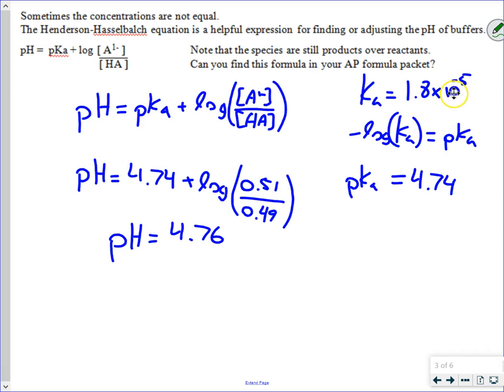That's something you could look up in the book. You take the negative log of that Ka, and you get the pKa, which is 4.74. We take that pKa and we plug it in. So our final expression is going to look like this.